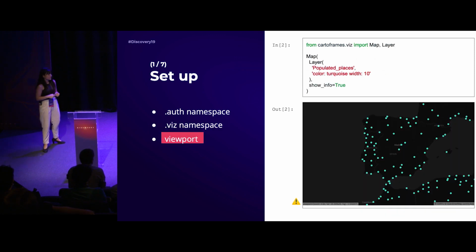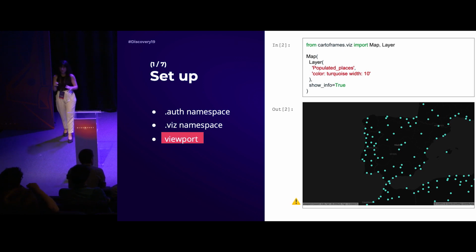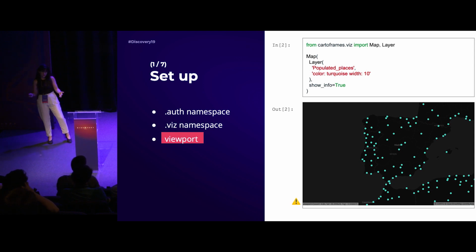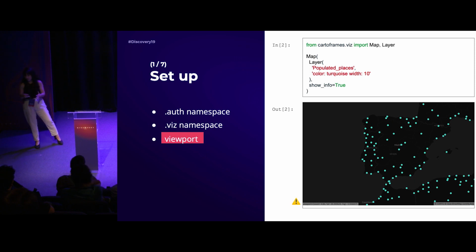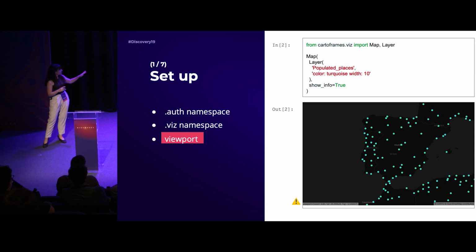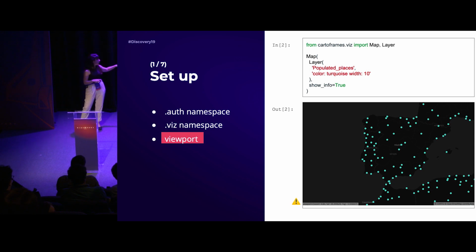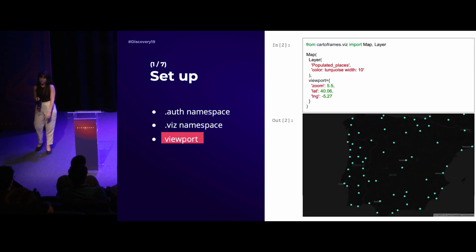And now, let's see how to change the viewport. By default, when you instantiate a map, CARTOframes sets the viewport where the data is. But if you want to change this, you can set the viewport manually. If you've just created your map and you want to see what's the final viewport coordinates and zoom that you want to use, what you can do is to set show info to true. So this, as you can see in the bottom left of the map, you can have the coordinates and you can just copy-paste them and add it to your map.